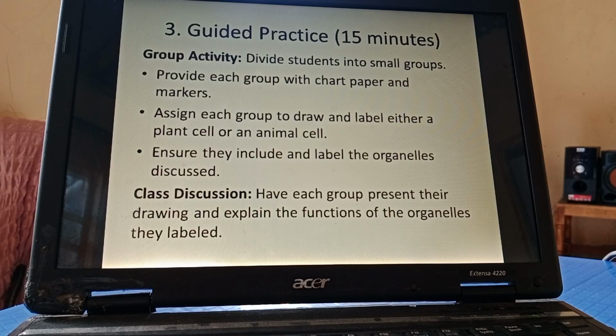Guided practice will take 15 minutes. Here, there will be a group activity. Divide the students into small groups. Provide each group with a chart paper and markers. Assign each group to draw and label either a plant cell or an animal cell. Ensure that they include and label the organelles discussed. Class discussion: have each group present their drawings and explain the functions of the organelles labeled.